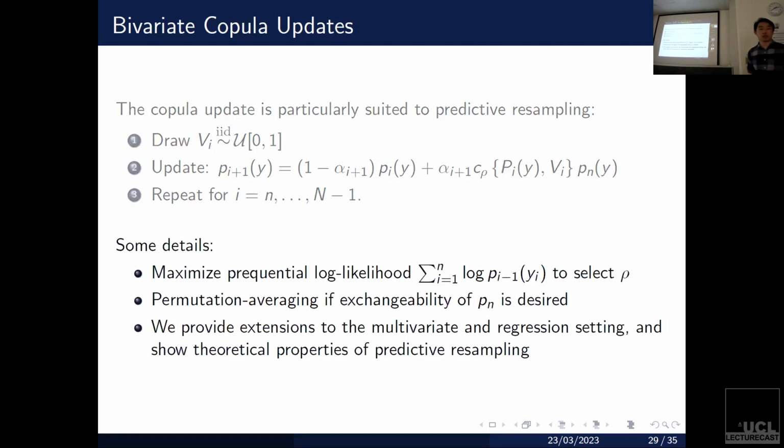Some more practical details with these methods is that there are connections to Bayesian model selection. To pick this bandwidth, it's very natural to use this prequential log likelihood. Essentially, this is just the marginal likelihood. And you can use this to tune how much you want to update and also how smooth your density is. We also provide extensions to the multivariate and the regression setting. Here I've only shown you the one-dimensional density estimation, but the regression setting is perhaps more interesting, where you can have smoothness as a function of x. And using these updates, you can also prove some pretty useful theoretical properties, such as consistency and the rate of convergence to the posterior.